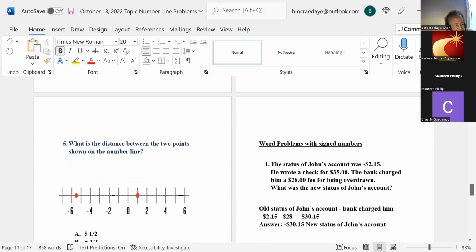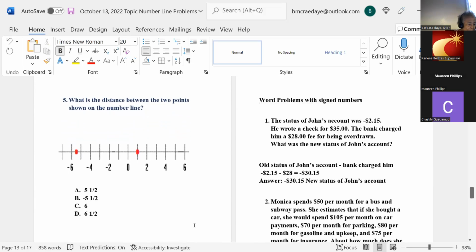Okay, Maureen. Before we look at word problems, I think I just have one more. This is a multiple choice, Maureen. I want you to do this one. I'll give you a few minutes. Number 5. What is the distance between the 2 points? You see them in red, the one here and the one here. So I'll give you a few minutes and you tell me what your answer is.